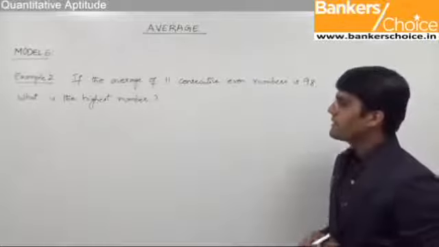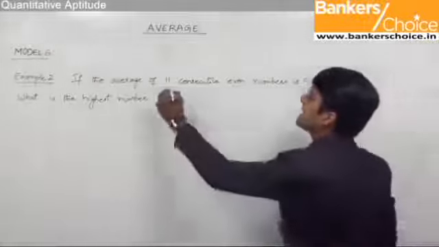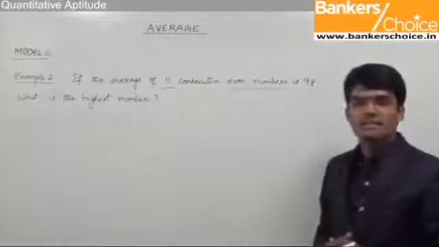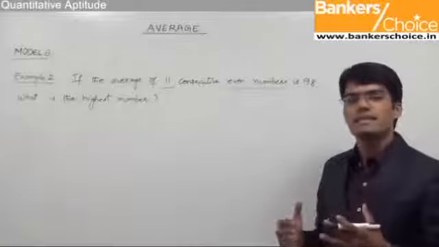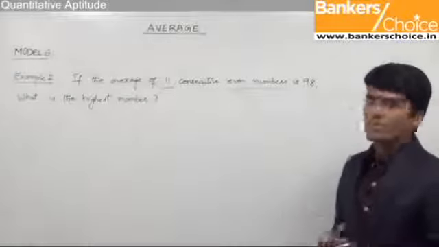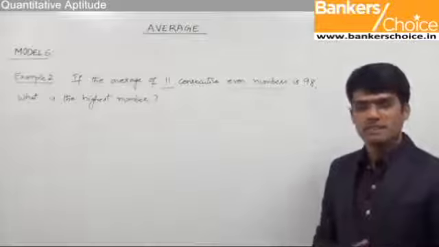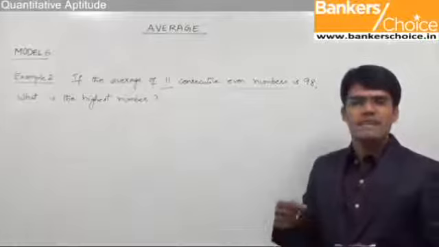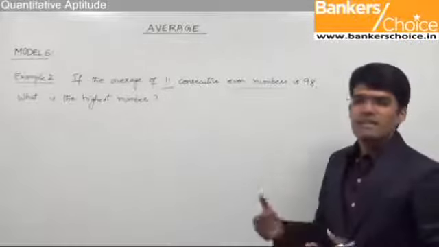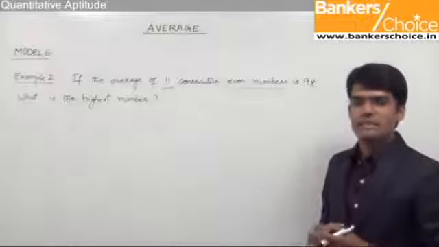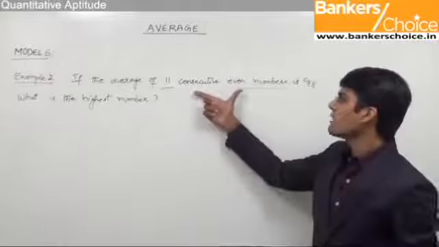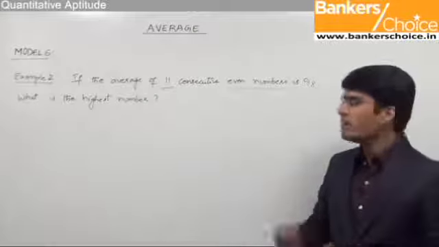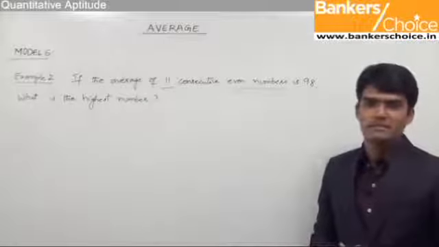The question here is, if the average of 11 consecutive even numbers is 98, what is the highest number? So here the average for 11 consecutive even numbers is given, and we are supposed to find out the highest number. To solve this question, we need not take all the numbers as x, x plus 2, x plus 4 and so on and waste our time. Instead, we can simply understand that the average for consecutive even numbers should always be the middle number. So with the help of this point, let us find out what the highest number can be.